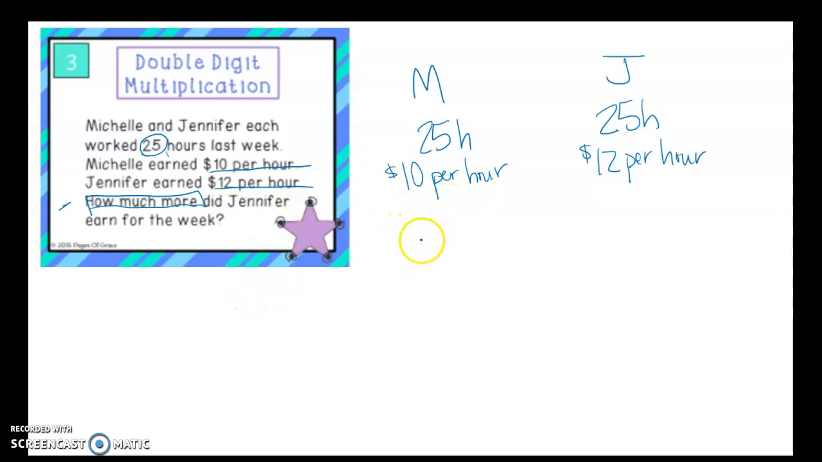All right, so let's use our standard algorithm this time. 25 times 10. Okay, so on this kind of a problem, this 0, you can go ahead because it's in this position only. If it was anywhere else in the problem, it wouldn't work. But because it's right here on the right-hand side, I can go ahead and bring it down and then just do 25 times 1, which is 25. So Michelle earned $250.